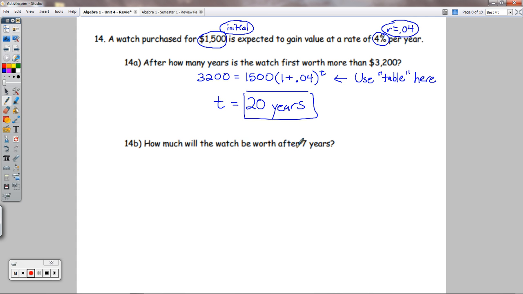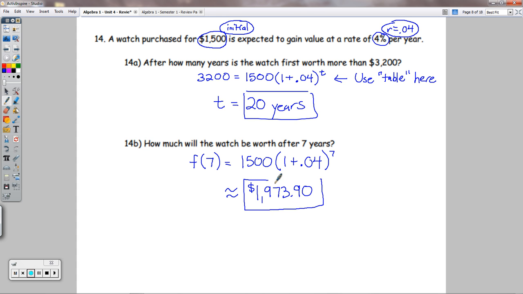And then how much will the watch be worth after 7 years? So we could plug in 7 into the function. So we're saying 1,500 times 1 plus 0.04 to the 7th power. Plugging that into a calculator gives you $1,973.90.